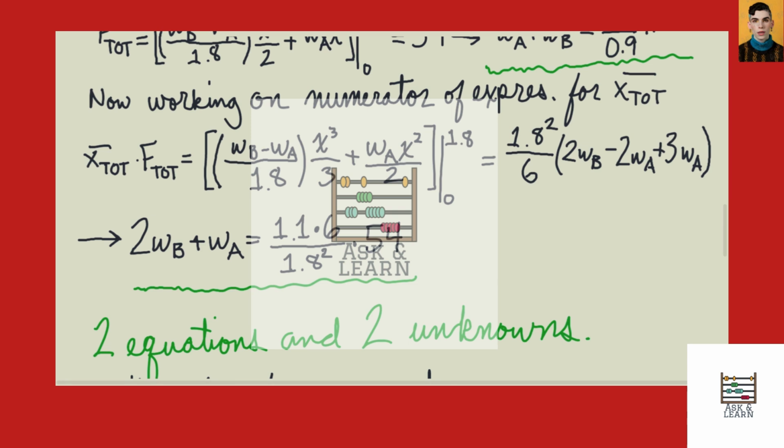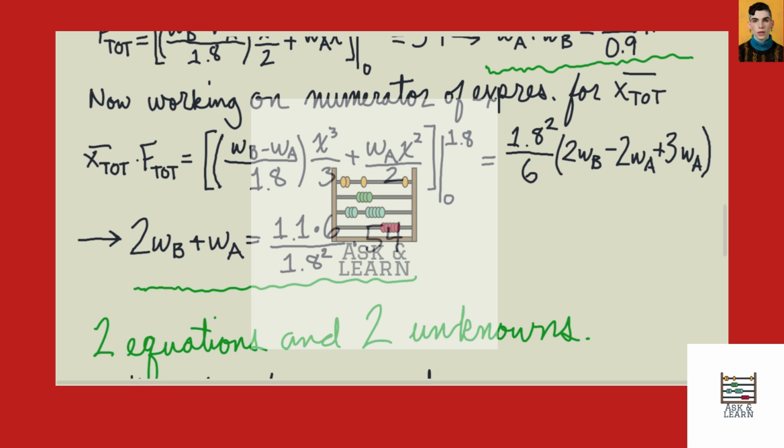This entire quantity, evaluated from 0 to 1.8, can be algebraically simplified to 1.8 squared over 6 times the quantity 2 times w sub b minus 2 times w sub a plus 3 times w sub a. And inserting in our centroid value and total load value from the two downward vectors, this equation can now be algebraically simplified as follows.